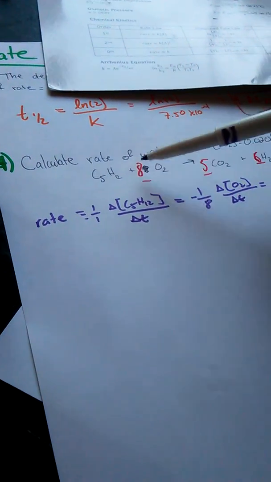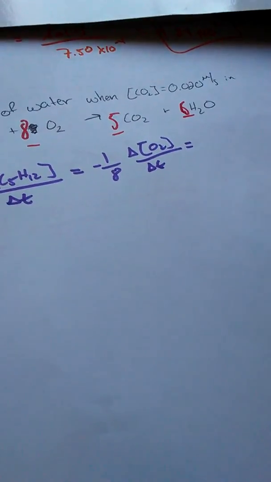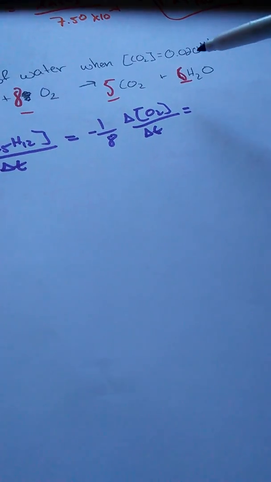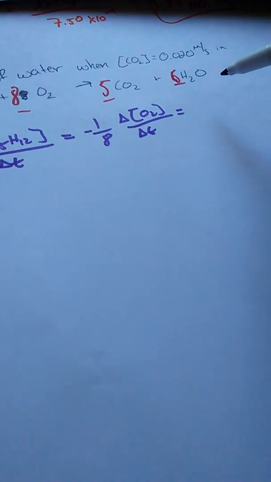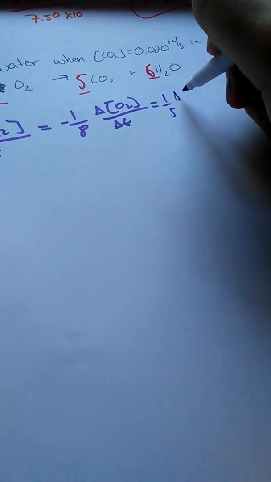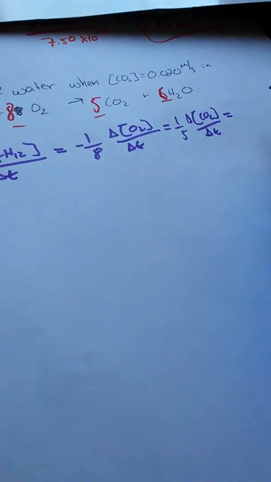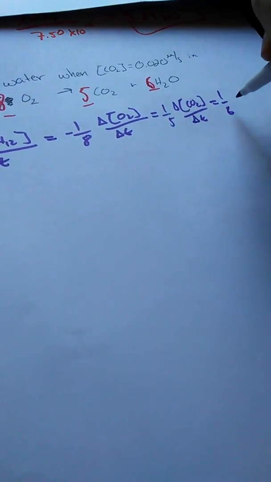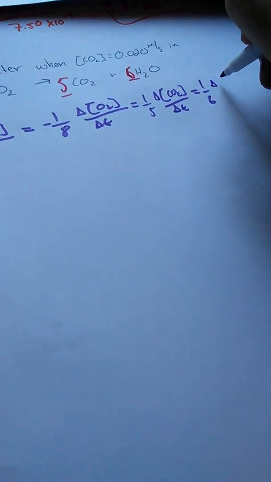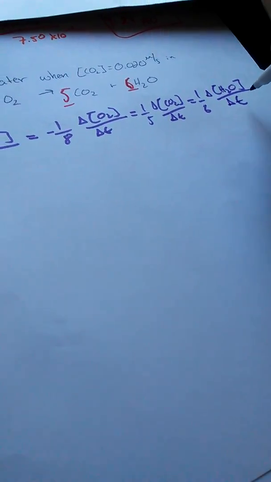Since these are our reactants, we always put a negative sign in here because we're losing reactants in order to make products. And since we are making products, these coefficients are going to be positive. So it's going to be positive 1 over 5, delta the concentration of CO2 over delta time, and that's equal to 1 over 6, delta concentration of H2O, water, over delta time.